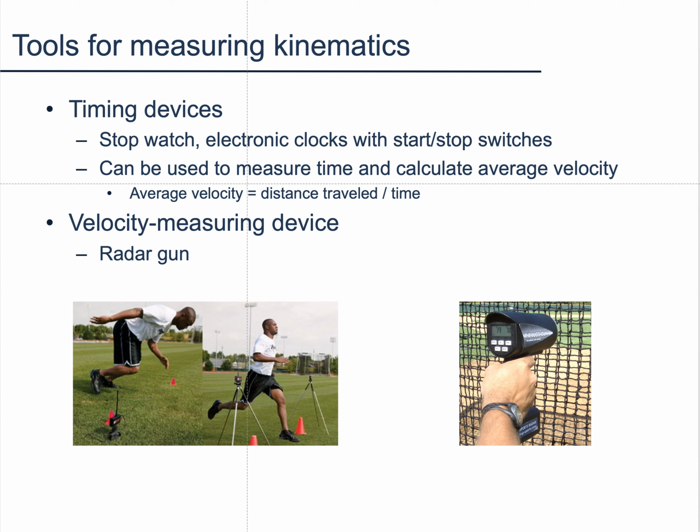If you measure the time it took for a runner to run a mile, you can calculate the average velocity of the runner by dividing the distance, 1 mile, by the time. A radar gun is a commonly used instrument to measure velocity of a moving object.